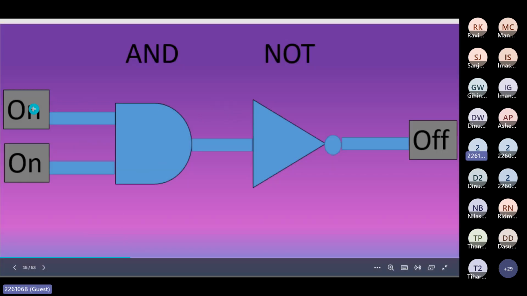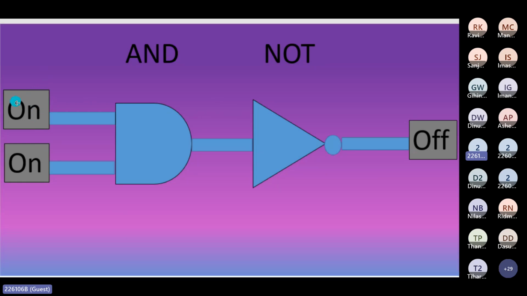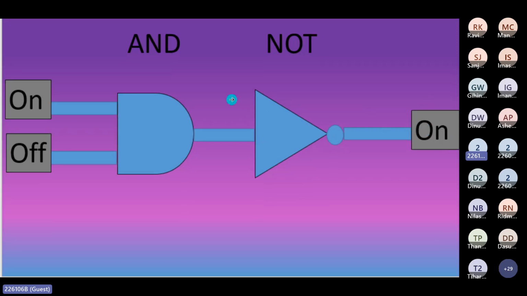In this NAND gate, if we have 2 switches, both switches are on. If we go through the AND gate, it's on. But when we go through the NOT gate, we are taking the complement, so it's off. And the NAND gate result is off. When it comes to the next one, when the A switch is on and the B switch is off, when you go through the AND gate, it's off, but when we go through the NOT gate, it's on.